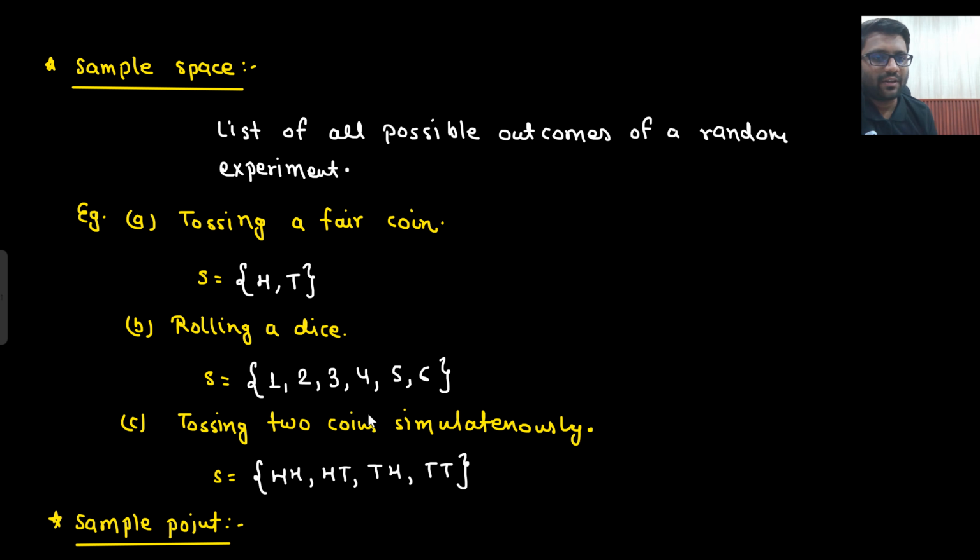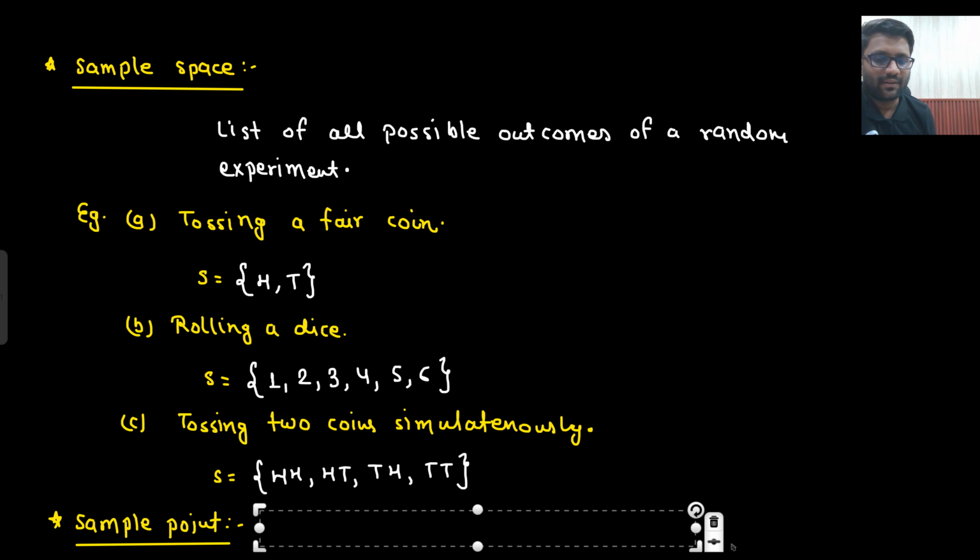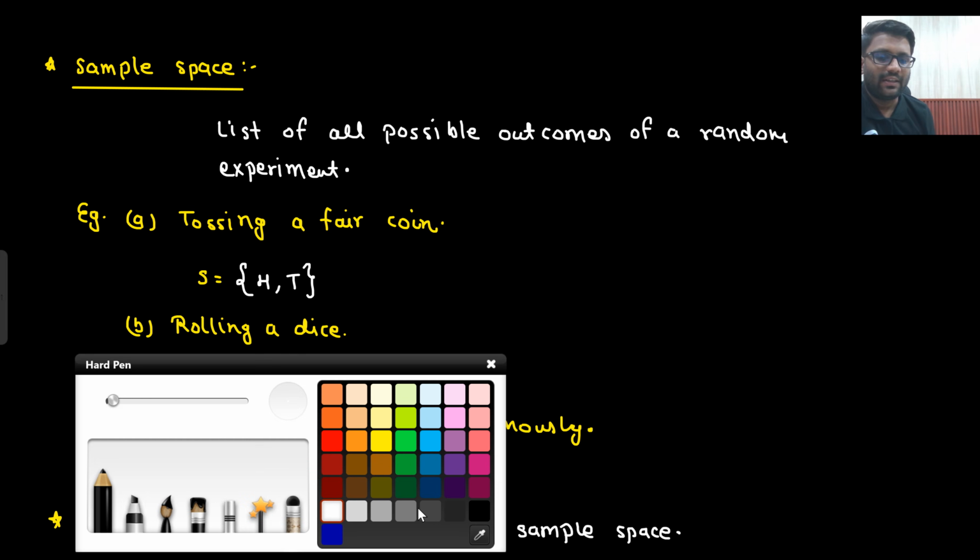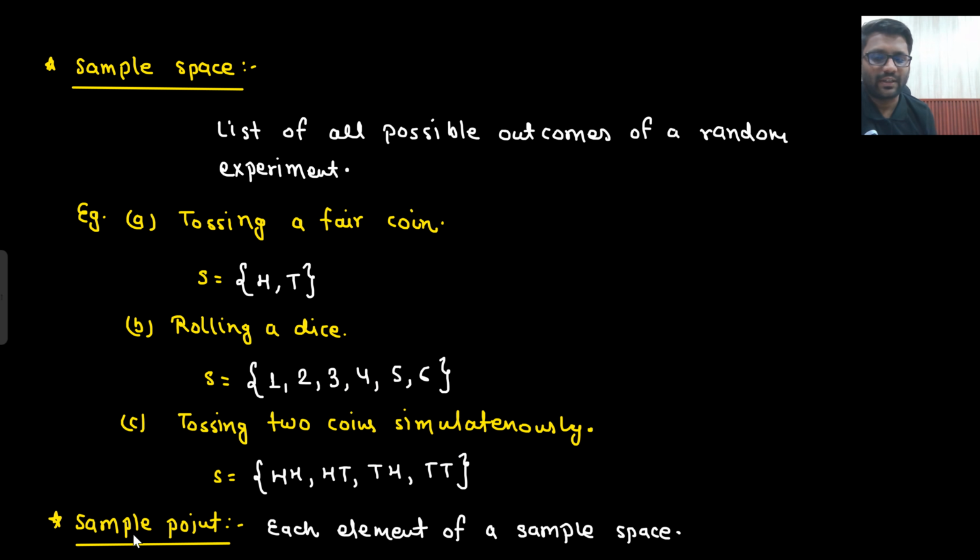And what do you mean by sample point? So each element of a sample space is known as sample point. So this is a sample point. Head is a sample point. Tail is a sample point. 1 is a sample point. 2 is a sample point. 3 is a sample point. So each element of a sample space is known as sample point. So this is the definition. Each element of a sample space is known as sample point.